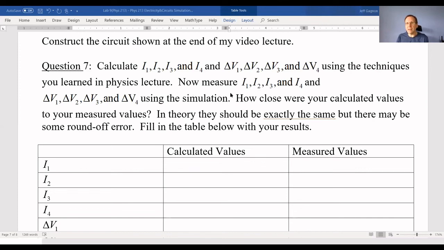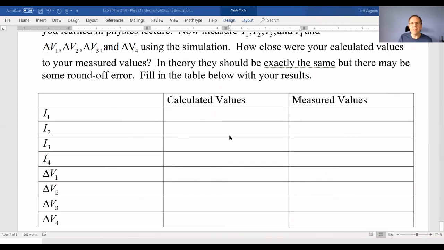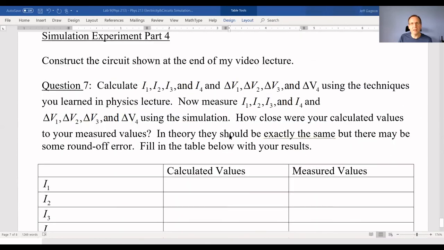Now design this circuit using the simulation and measure those 4 currents and the 4 voltage drops. And then how did your calculated values compare to your measured values? You don't have to do any percent experimental errors. Just, hopefully they're pretty close, right? So tell me how the measured values compared to the calculated values. All right, so let me show you the circuit that I want you guys to construct.